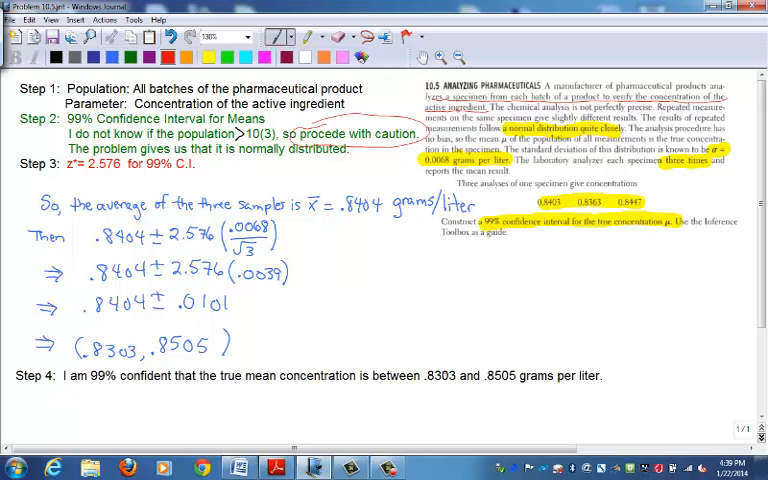We can get away with always stating I am 99% confident or I am 95% confident. So you want to make sure that you use that. And you also want to put something from the problem in there, like the mean concentration of the active ingredient. You can't just say that I'm 99% confident that the interval is between 0.8303 and 0.8505. That's too vague. You need to put something from the problem so that the College Board knows that you've actually read it.